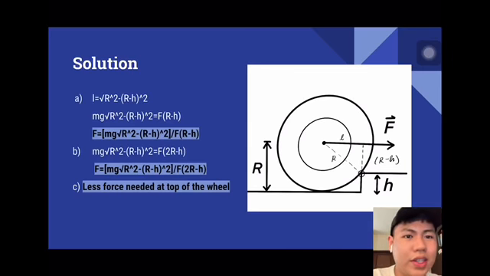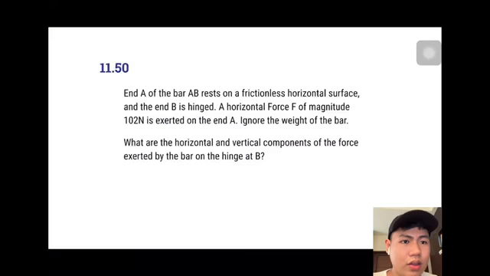Okay, so for C, all we can say is less force is needed at the top of the wheel. Why? Because if you look at the formula for torque, you can see that the further you are from the axis of rotation, the greater your torque is, because it's F times the lever arm. So instead of r, when we're applying the force on top of the wheel, you are doubling it, meaning instead of just r, you have 2r. So that means you are further from the axis of rotation, meaning you're applying a greater torque.